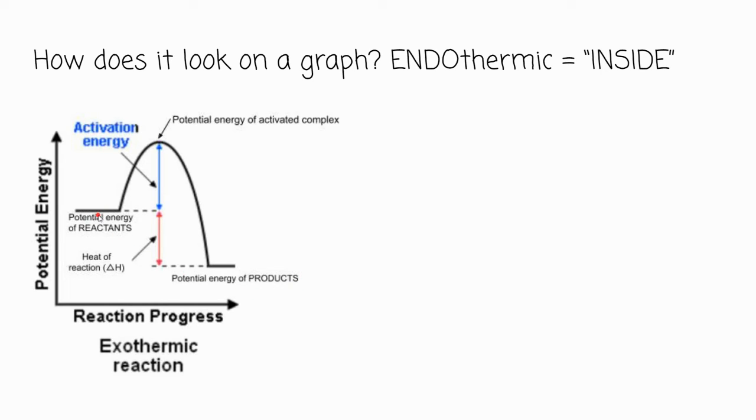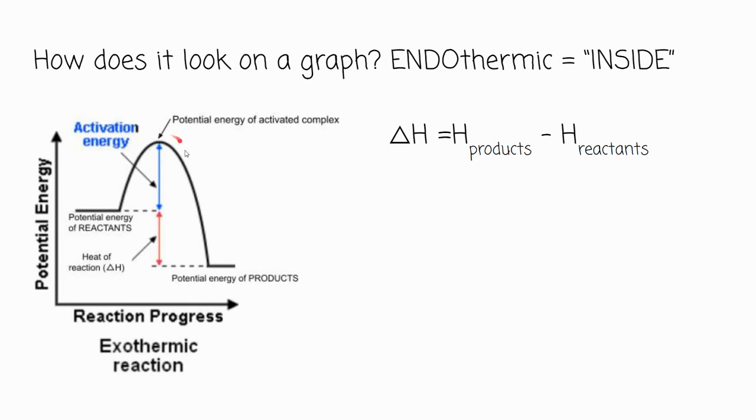Once again, we're talking about potential energy. Potential energy is always measured from the bottom of your graph all the way up to where you are. So potential energy of the reactants is all of this area right here. Sorry, this is reactants. Potential energy of the products is all of this area. Remember that delta H is products minus reactants. So here's our reactants, here's our products. So this little area right here represents delta H.